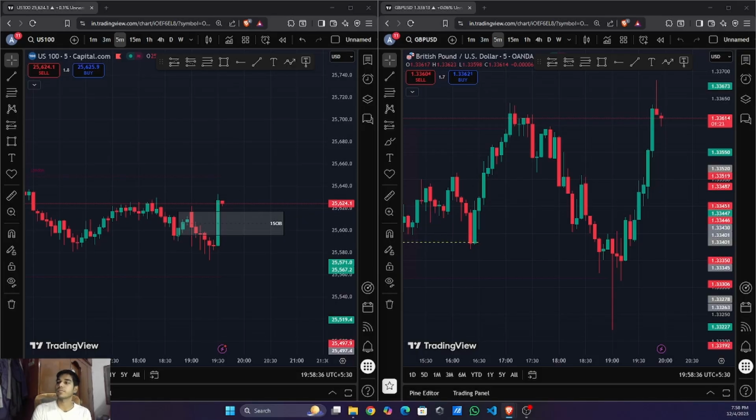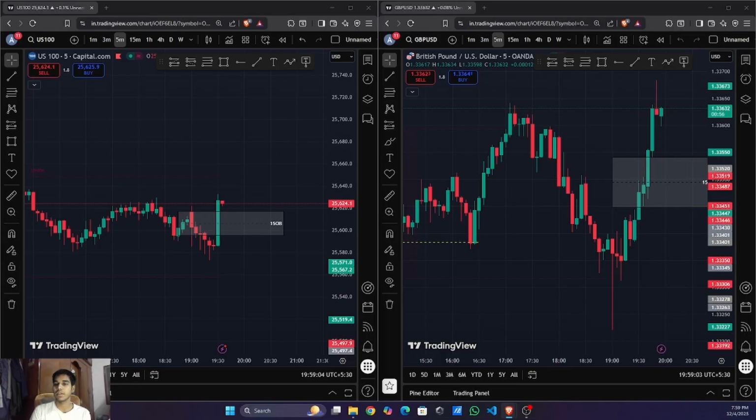Okay, GBP, what was the plan? 15-minute fair value gap. GBP is moving strong. I don't think it will come in the fair value gap. That's fine. We won't trade. We need that retracement because it's a good displacement, and without retracement, I need a good pullback in GBP, FVG.